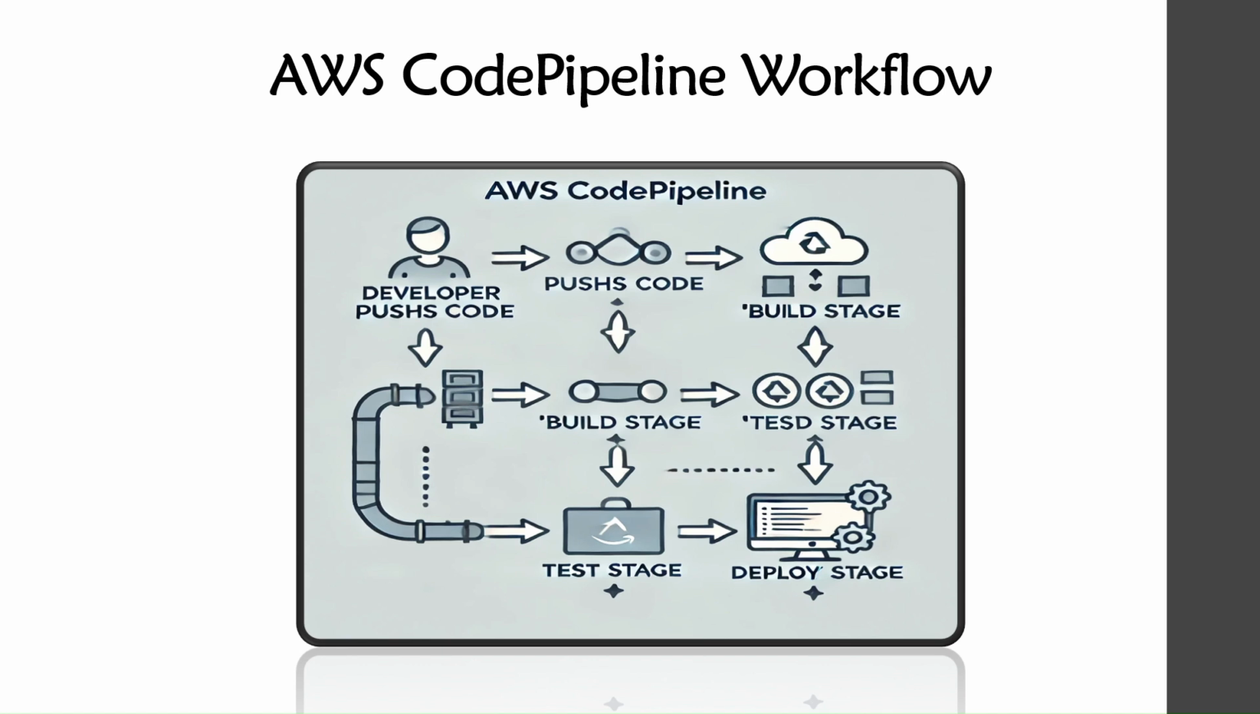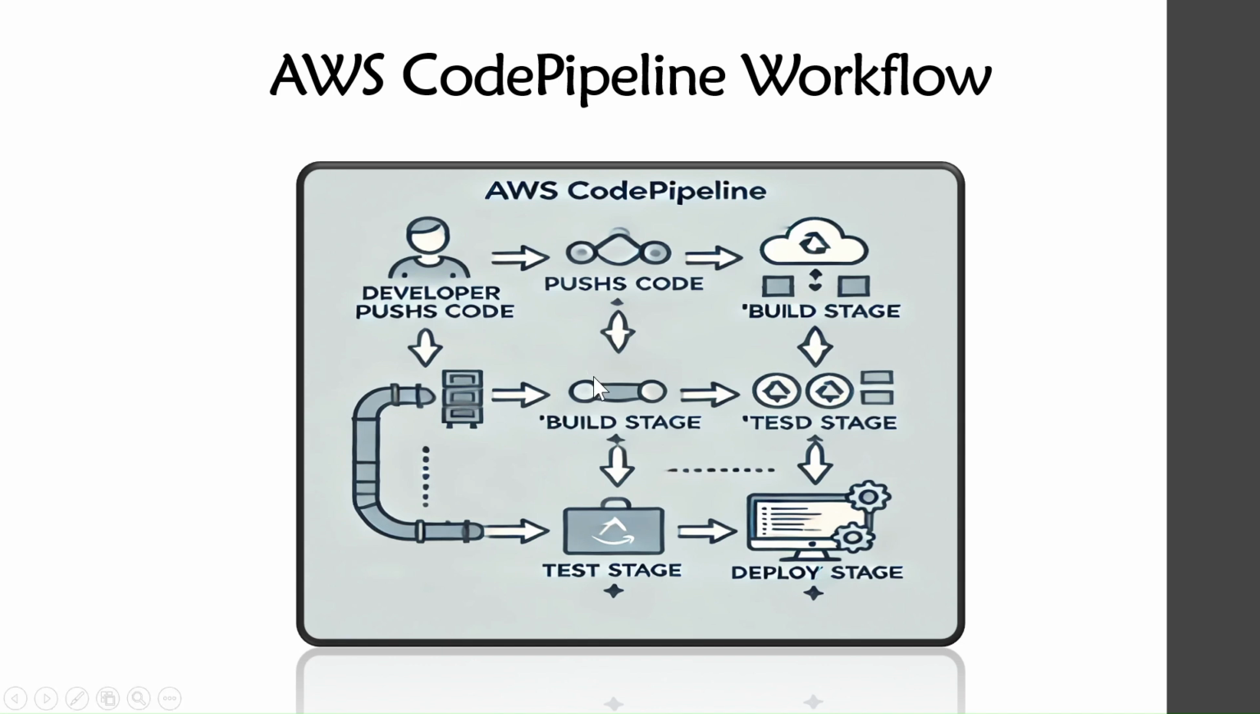The next step is the source stage triggering the pipeline. In this stage, CodePipeline retrieves the latest code changes from the source repository, GitHub, CodeCommit, or S3, and prepares it for the next stage. This is the entry point of the pipeline. The next we have is the build stage. The code is then passed to the build stage where it's compiled and dependencies are resolved. The application is packaged using AWS CodeBuild, Jenkins, or other builders.